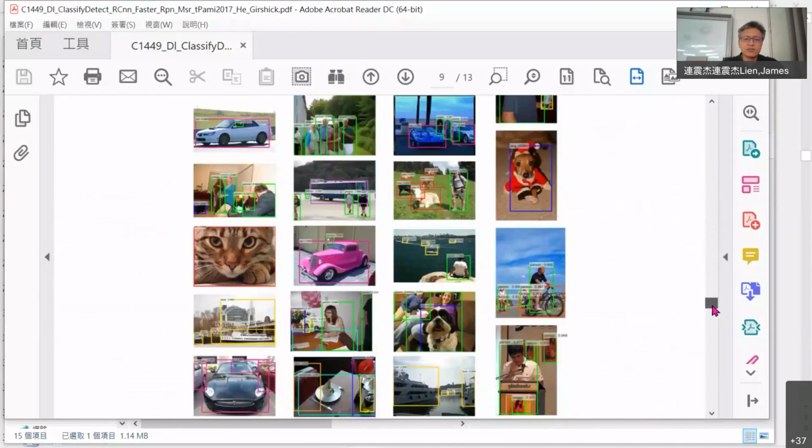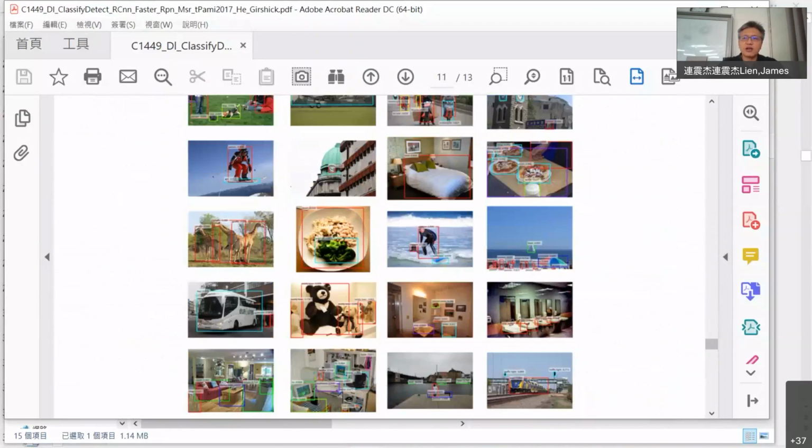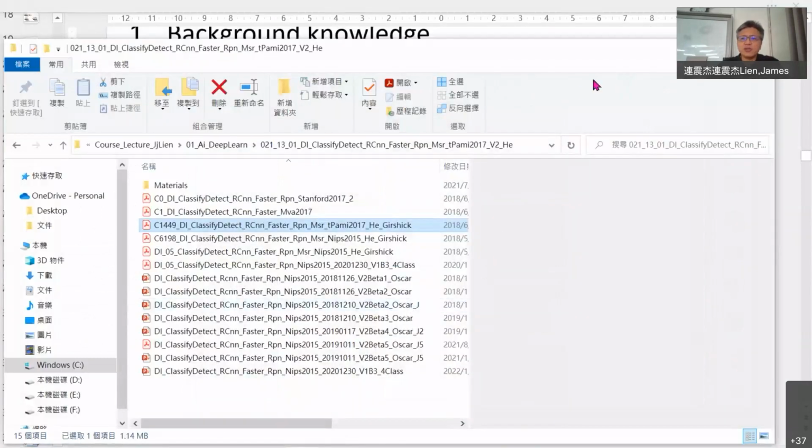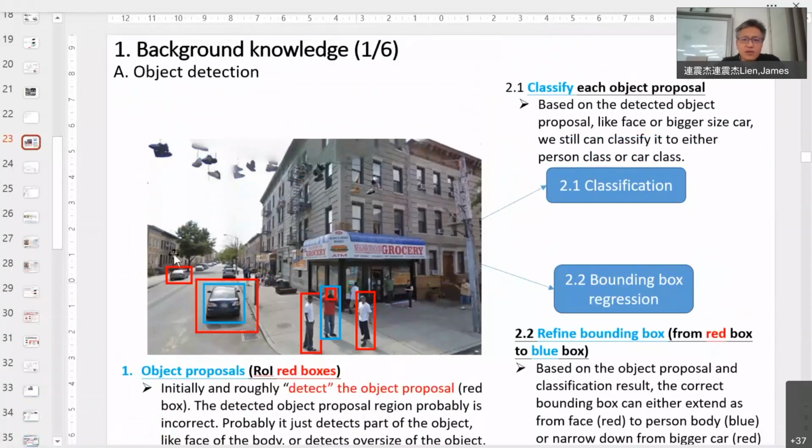This is the result. The result is pretty good. So FASTER RCNN is important. So again, we do classification, and we also do bounding box.